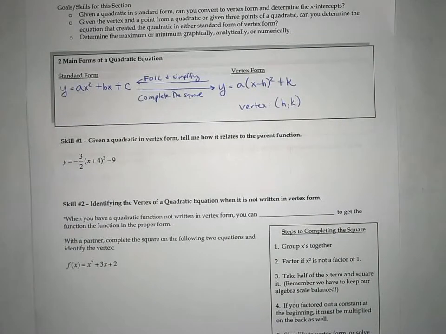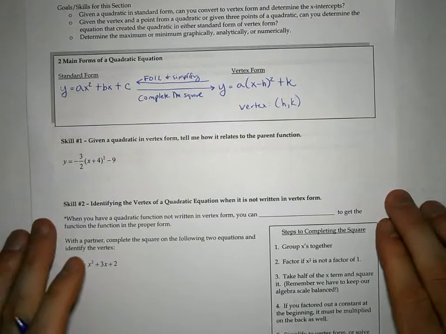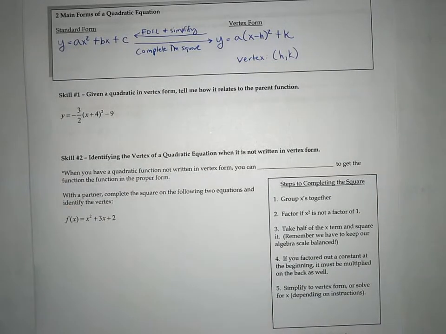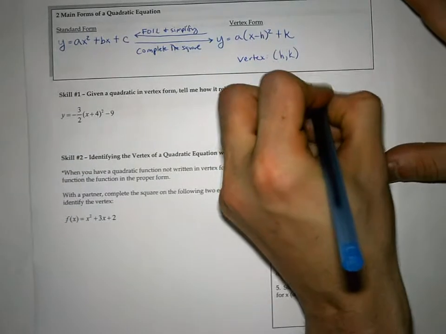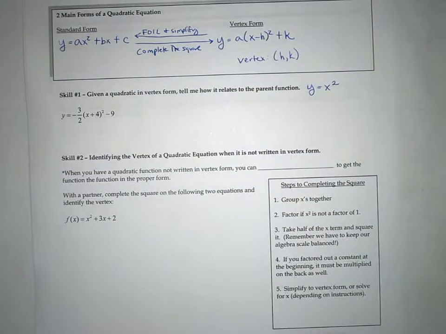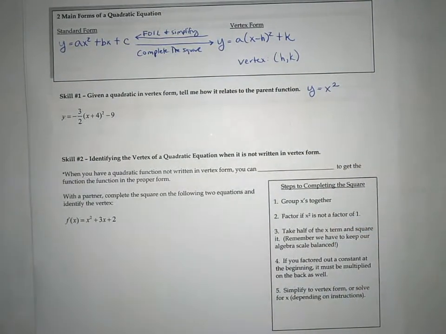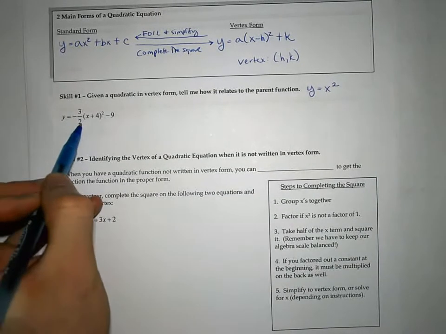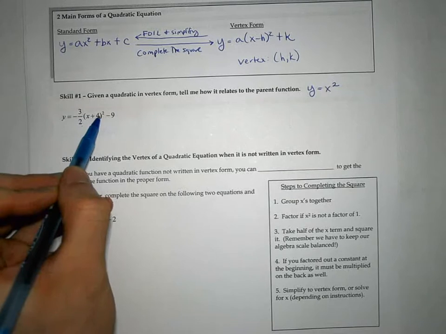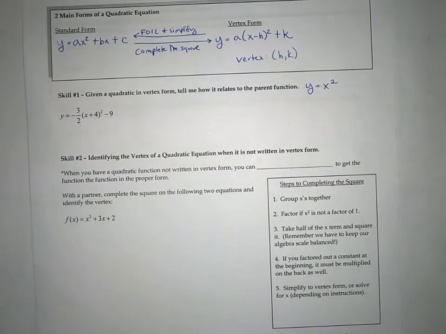So now that we've looked at those two main forms, let's look at the different properties of a quadratic and how it relates to the parent function. So here we've got an equation in vertex form, and I want to relate it to the parent function, which is y equals x squared. And I can see in here, if I compare y equals x squared to this big equation, negative 3 halves (x plus 4) quantity squared minus 9, I can see a negative sign, I see a 3 halves, I see this plus 4 in the parentheses, and I see a minus 9. All those additional pieces tell me how the quadratic function was either transformed or translated.